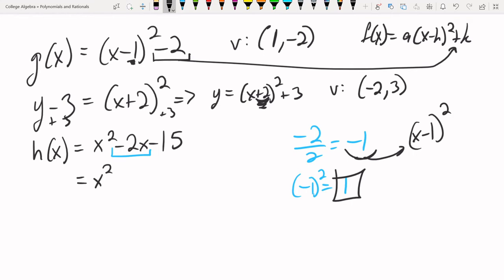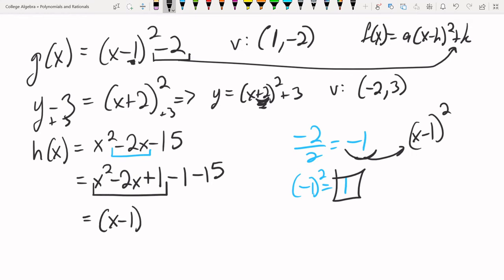So we have x squared minus 2x. Here is where we're going to add 1, minus 1. We always add first, then subtract. And this is now a complete square. X minus 1 squared. -1 minus 15 is -16. So the vertex in this case is 1, -16.